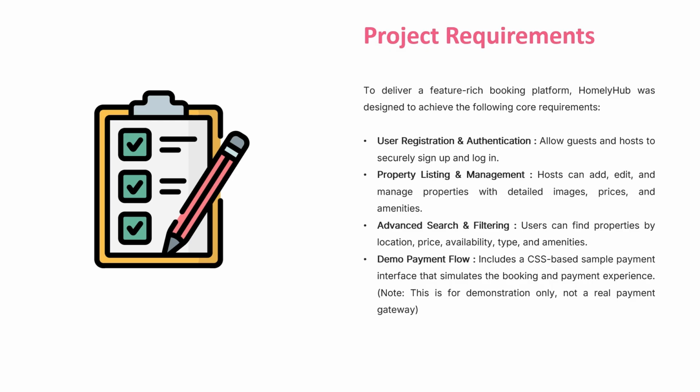Third requirement is advanced search and filtering. In this HomelyHub project, the user can find a property by location, price, availability, and type. Type means the room type, such as an entire house, a shared room, and any type. And the amenities I told you earlier, the services available within a particular property, like AC, washing machine, free parking, and TV. That's all.